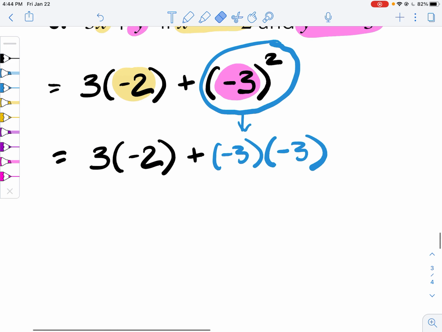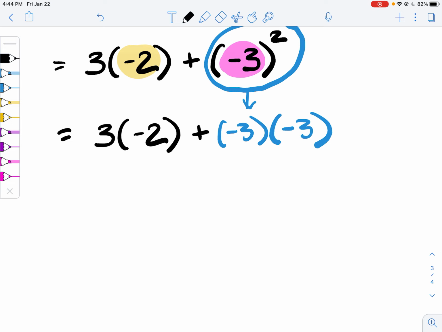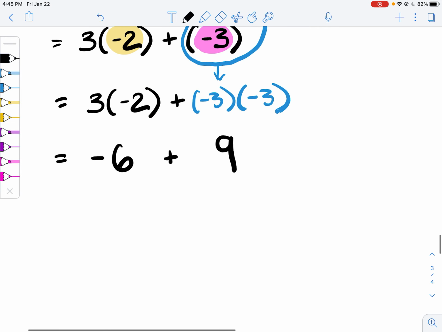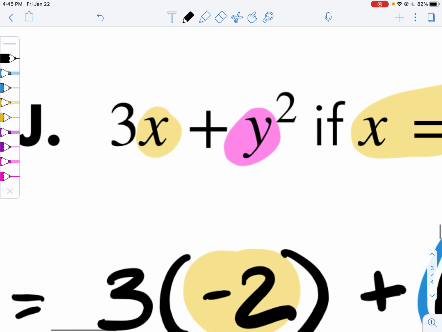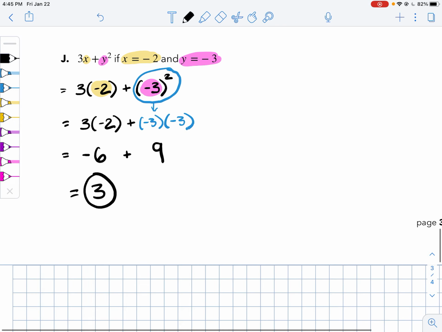Okay, now we do multiplication left to right. So 3 times negative 2 is negative 6. Negative 3 times negative 3 is a positive 9. Ta-da! Negative 6 plus 9 equals 3. Kind of hard to believe this whole thing right here is just 3. Okay, there you go.